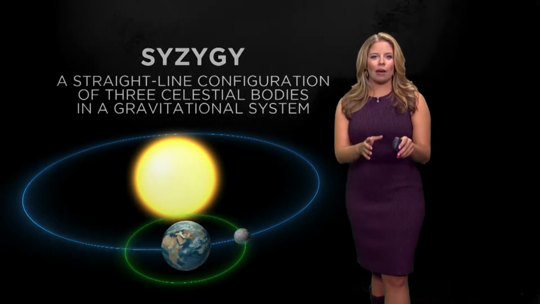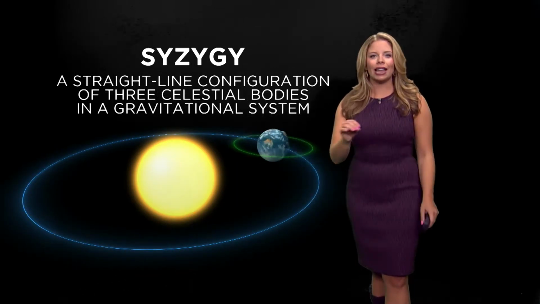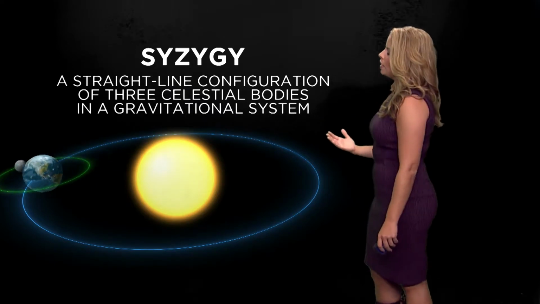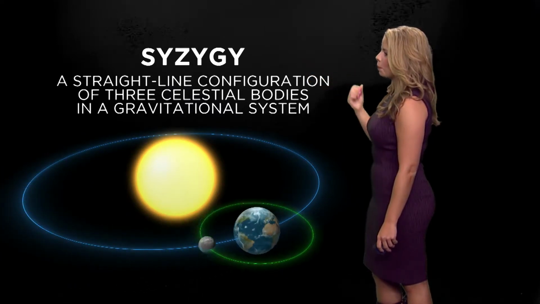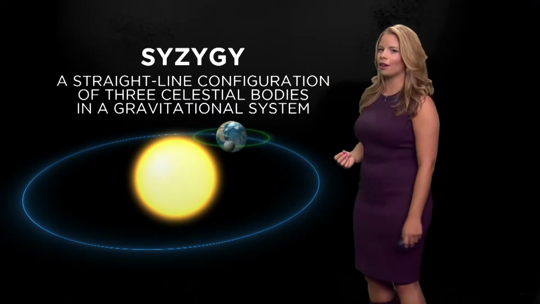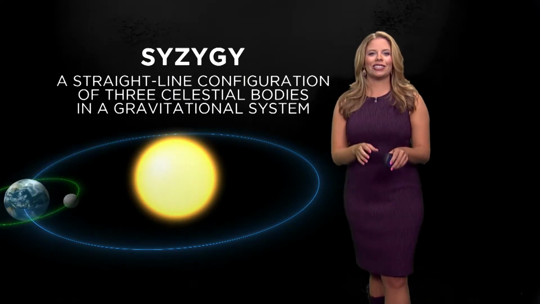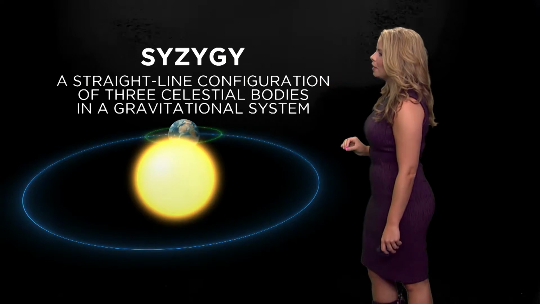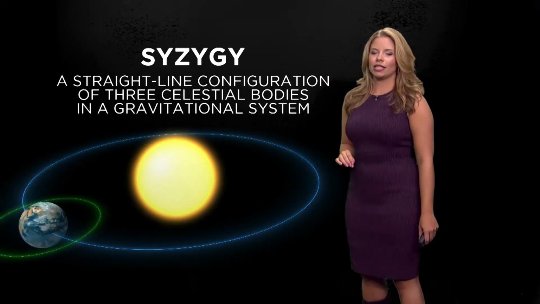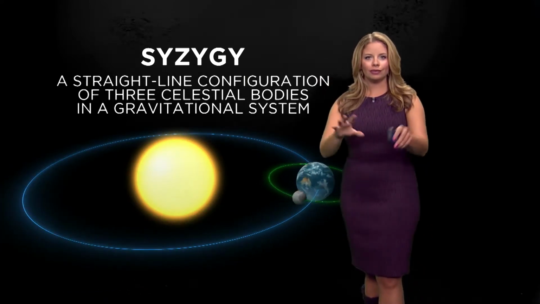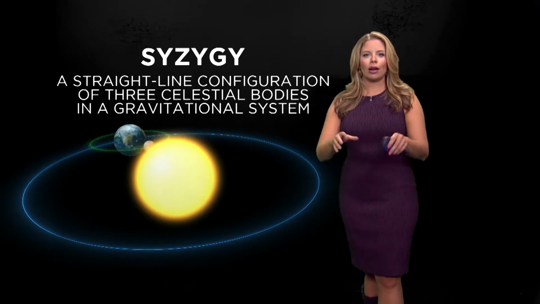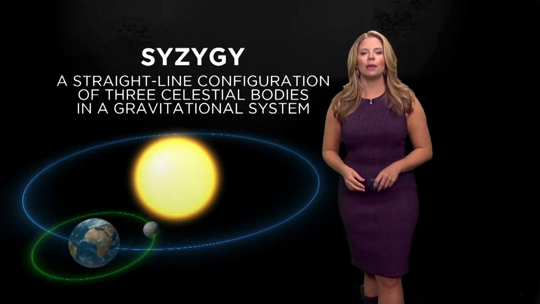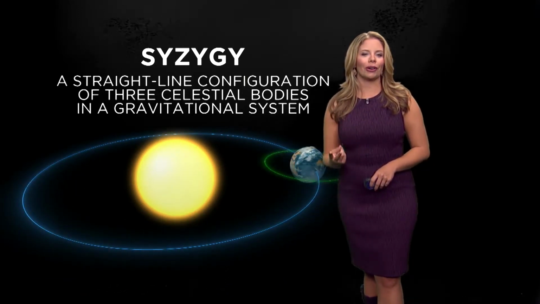But what we need to happen is for all three of these to line up together, to sync up in what we call syzygy. Now this is the perfect Scrabble word if you really want to impress your friends. But syzygy, by definition, is a straight line configuration of three celestial bodies in a gravitational system. So we're thinking outer space. We're talking about our solar system. But again, those three major players, the moon, the earth, and the sun.